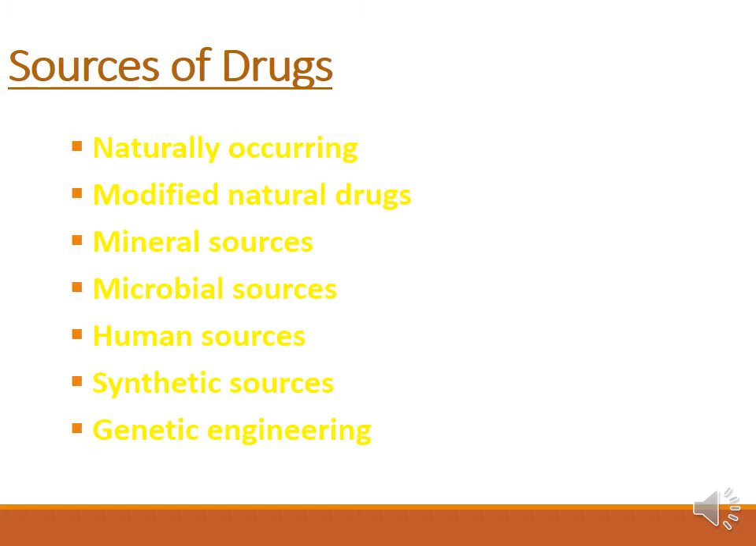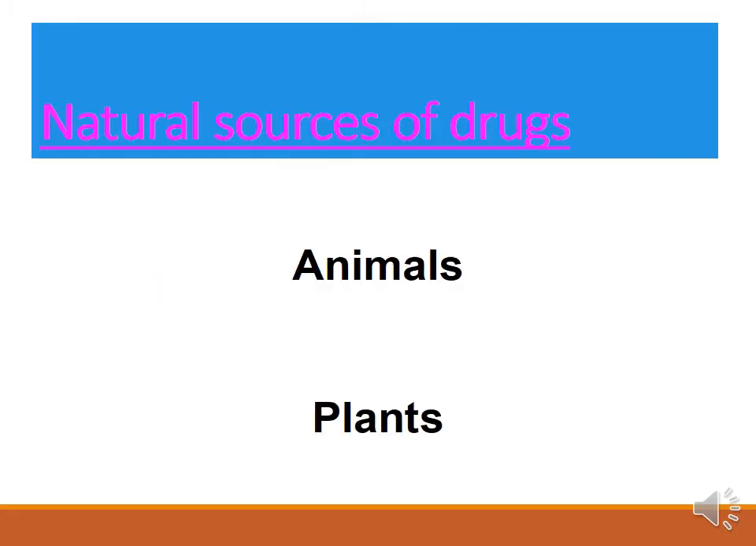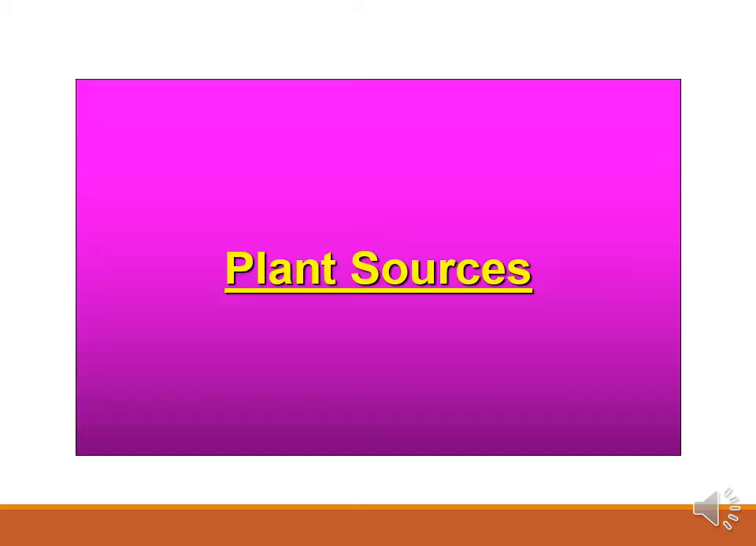Okay, what are the various sources of drugs? They may be naturally occurring or modified natural drugs. They can be mineral sources, microbial sources, human sources, synthetic sources, or they are designed by genetic engineering. What are natural sources of drugs? They are taken from natural things. They must be animals or plants.